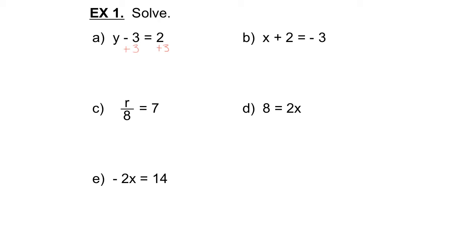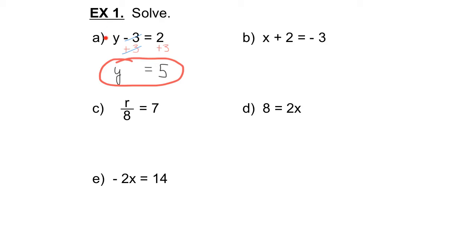So now on the left-hand side, I have y minus 3 plus 3. Well, minus 3 plus 3 is 0, so those just cancel out. So on the left, I just have y. On the right, I have 2 plus 3, which is 5. So now that I've done that manipulation, I have y equals 5.